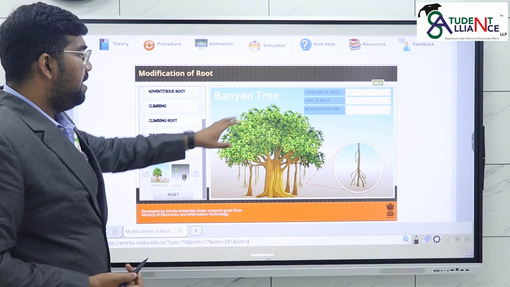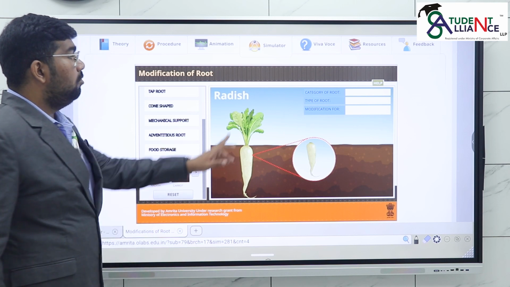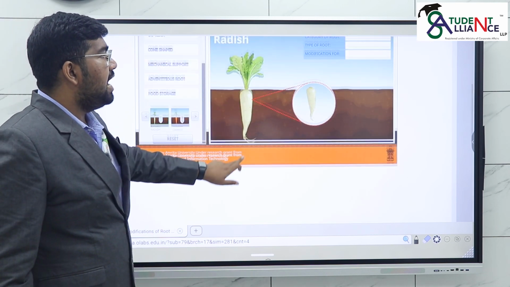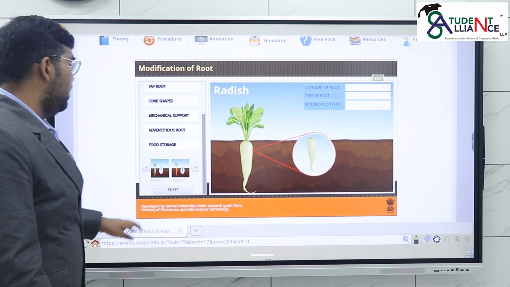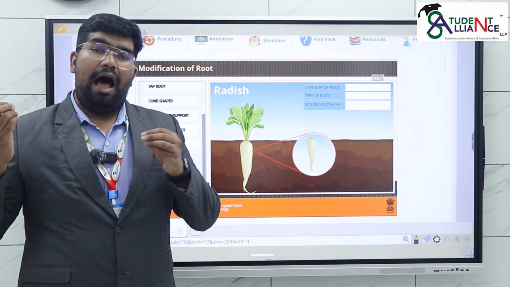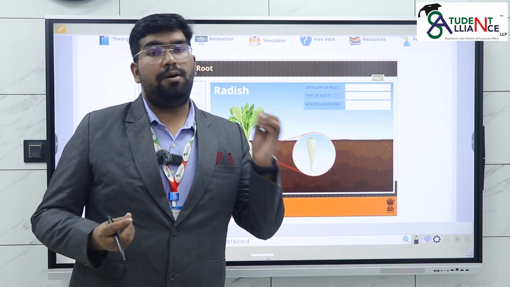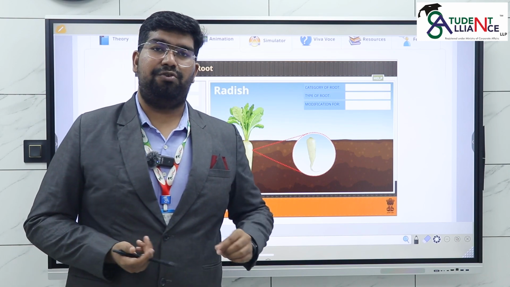And the same way, if I'm seeing it on a banyan tree, I can also see it on the radish and understand the type of root system that they have. In this way, you can understand how to differentiate between taproot, prop root, and a modification of root.